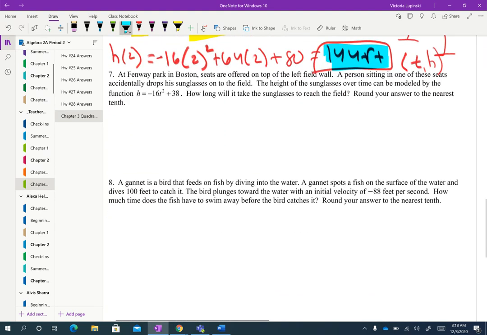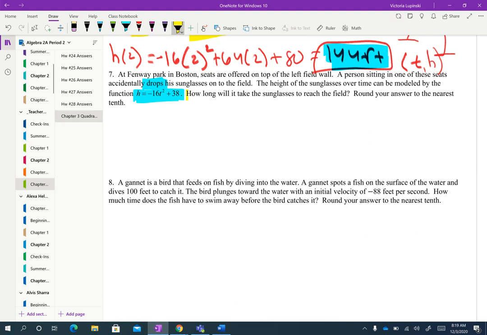Take a look at number 7. At Fenway Park in Boston, seats are offered on the top left wall. A person is sitting there and he accidentally drops his sunglasses. The height of the sunglasses over time is given by the following: negative 16t squared plus 38, excuse me. Notice that in this case, the h is just an h as opposed to being h of t. There is no difference. From time to time, you'll see just an h as opposed to an h of t, but they really are equivalent and mean the same thing.